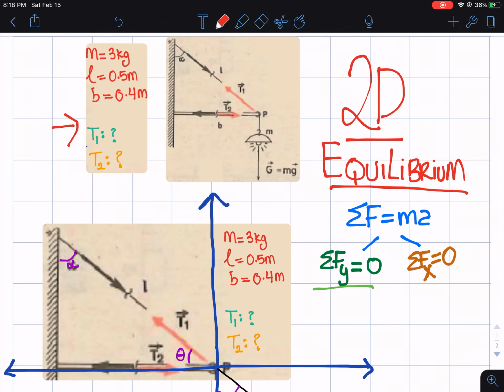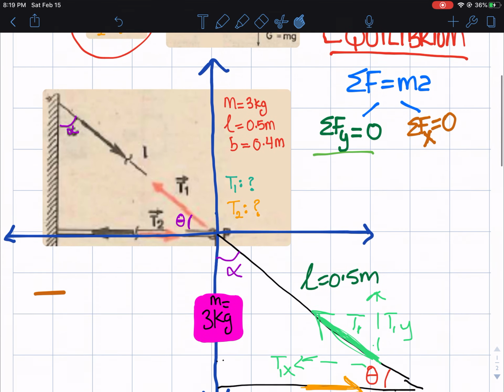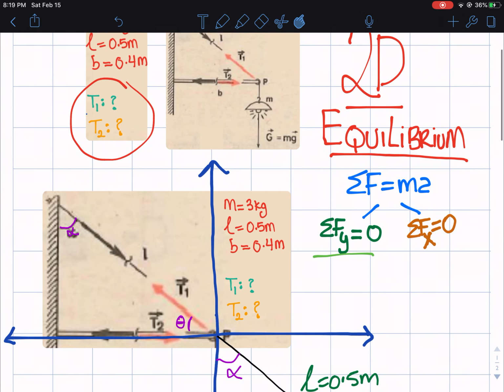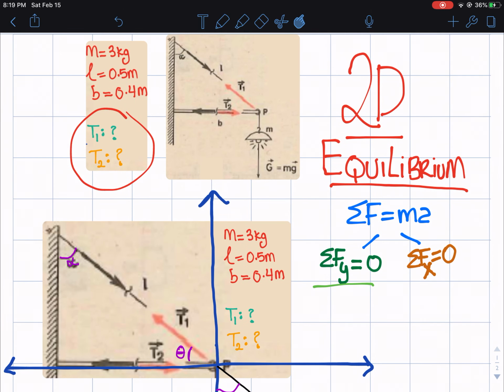Here's the information we were given. We need to find tension 1 and tension 2, given this piece of information. So what I've done before starting this video is I went ahead and wrote some things ahead of time, but I will still walk you through each step.